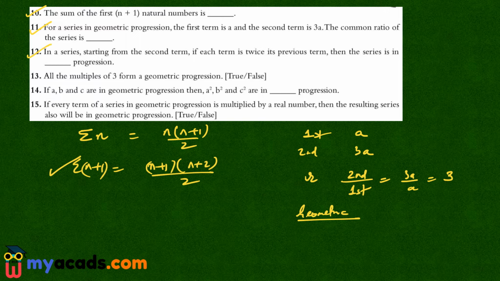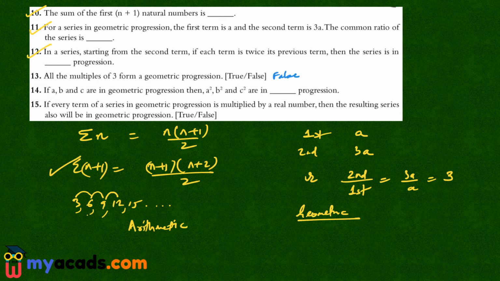Let's see question number 13. All the multiples of 3 form a geometric progression. So multiples of 3 are 3, 6, 9, 12, 15 and so on. Now I know that every number is coming by adding 3 to the previous number. For example, 6 is coming by adding 3 to 3, 9 is coming by adding 3 to 6, 12 is coming by adding 3 to 9. So this is an arithmetic progression. So it is saying true or false. It means my answer is false.